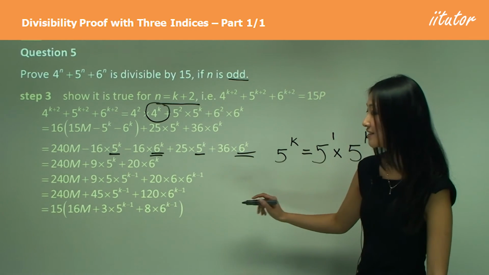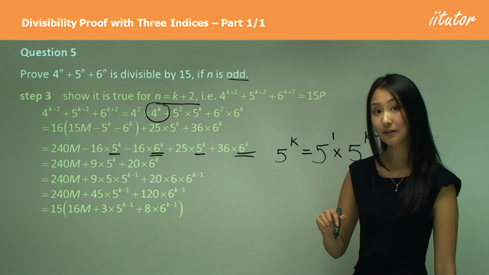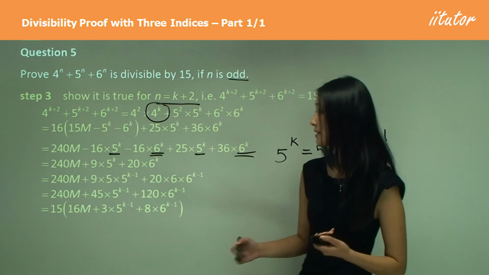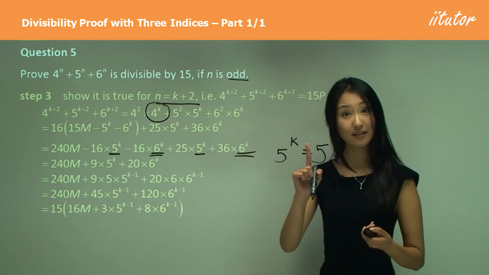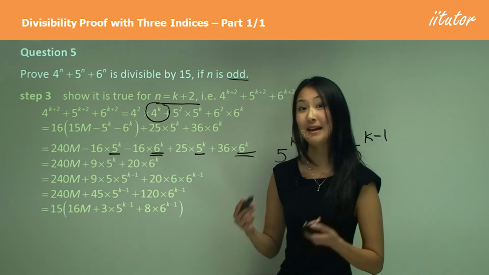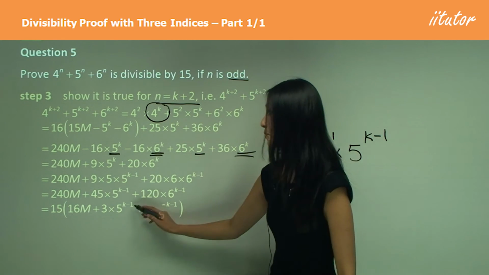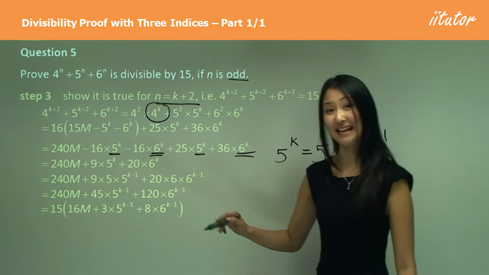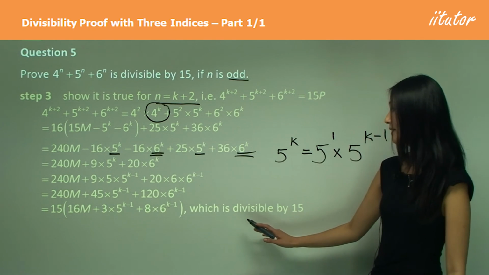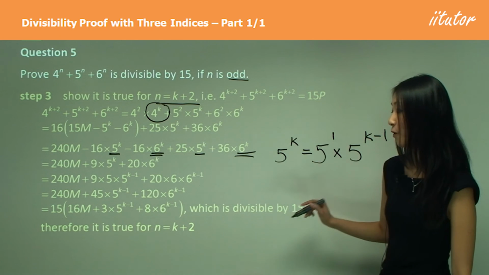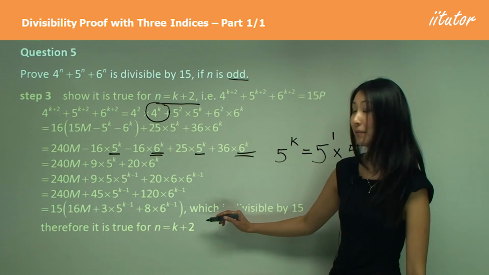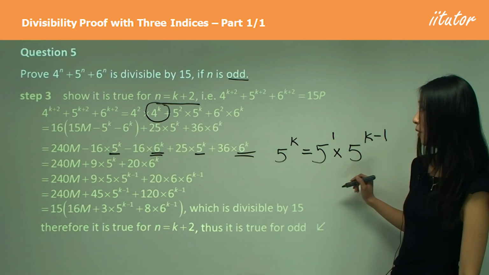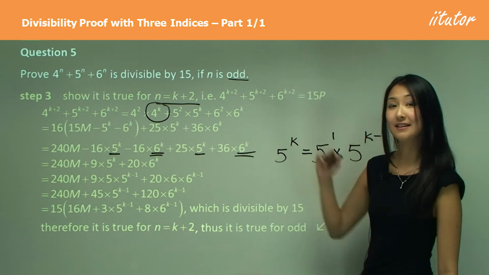All right, so what we need to do is check that this is going to be an integer. Now, even though it's k minus 1, we know the smallest value that k can be is 1, which means the smallest value that whole thing can be is 0. So that means that this will still just be 3 times 1 plus 8 times 1. So this would definitely be an integer. So we can say, therefore, this is divisible by 15. So therefore it is true for n equals k plus 2, remember? And in conclusion, thus it is true for all odd numbers for this equation up there.